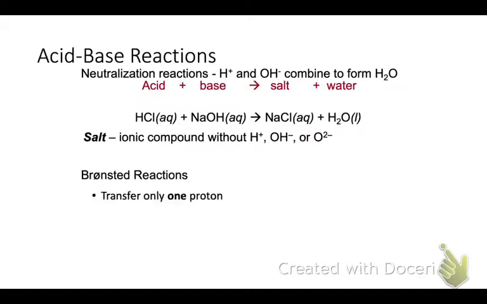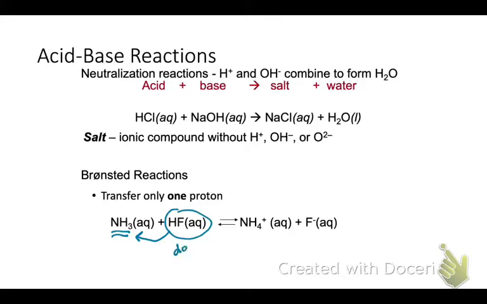A Bronsted reaction is when we transfer a proton. So let's look at this reaction together. Ammonia reacts with hydrofluoric acid to give aqueous ammonium and fluoride anion. If I follow the Bronsted definition, ammonia did accept the proton and hydrofluoric acid did donate the proton to ammonia in the forward direction. Therefore, in the forward direction, hydrofluoric acid acted as the acid and ammonia acted as the base.